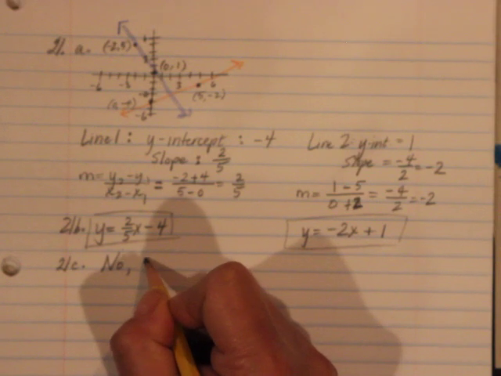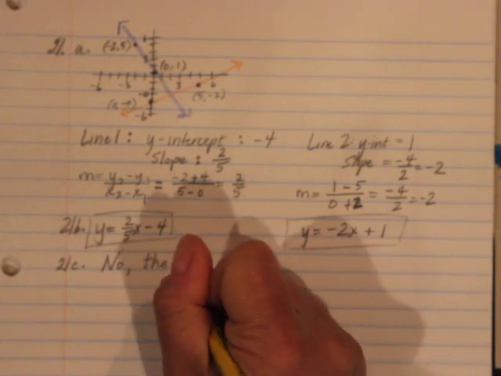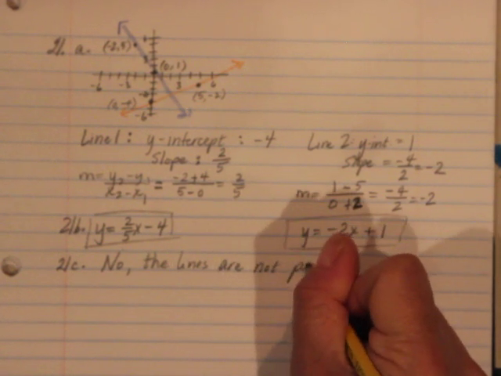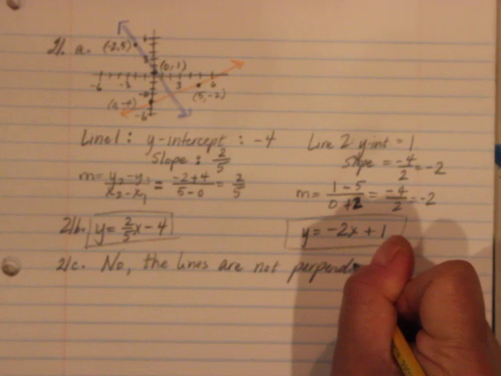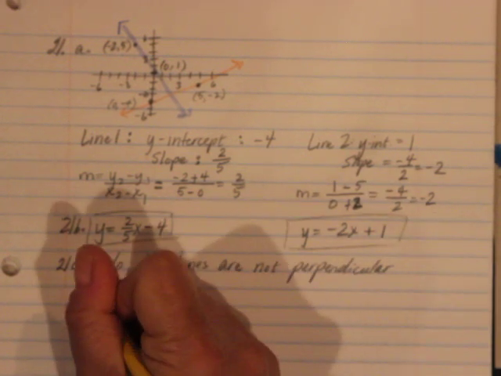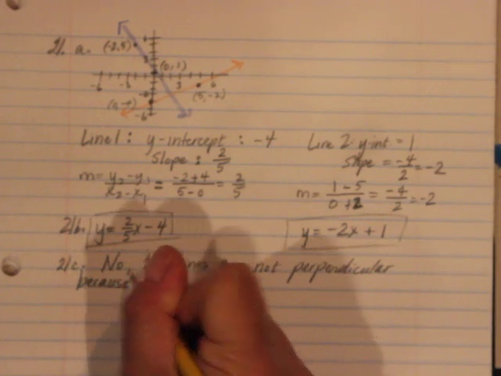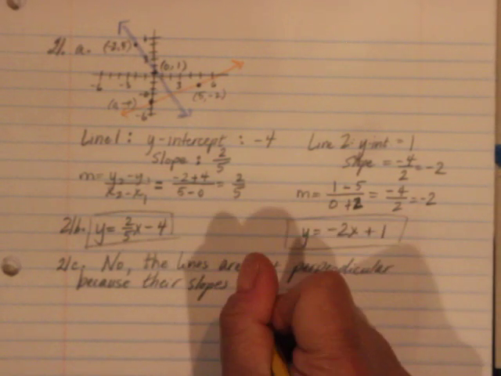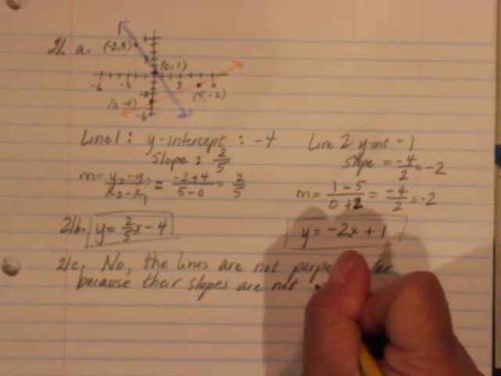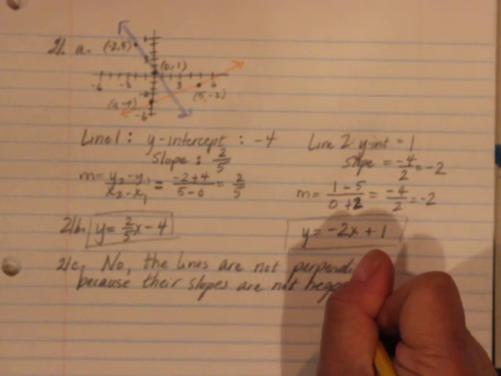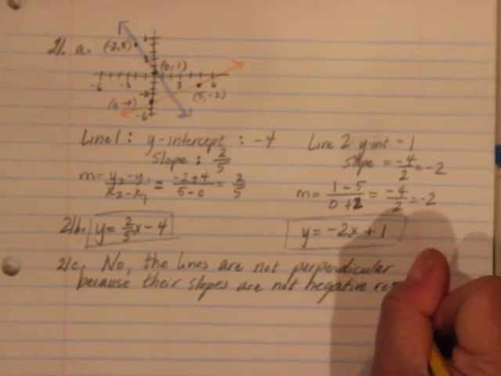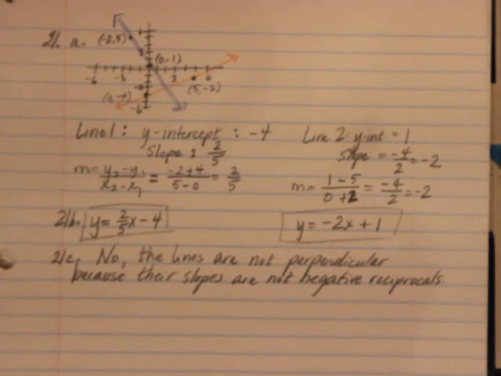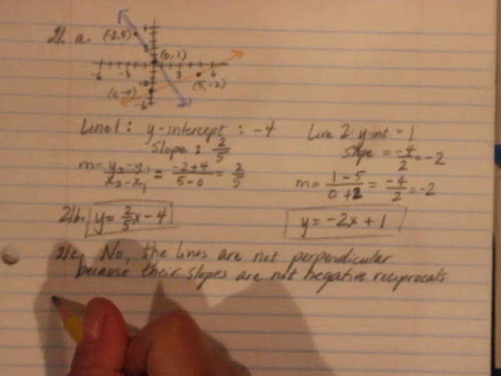So no, the lines are not perpendicular because their slopes are not negative reciprocals. All right. That's a lot of words. Reciprocals. Okay? Whew. Alrighty. Just a few problems left.